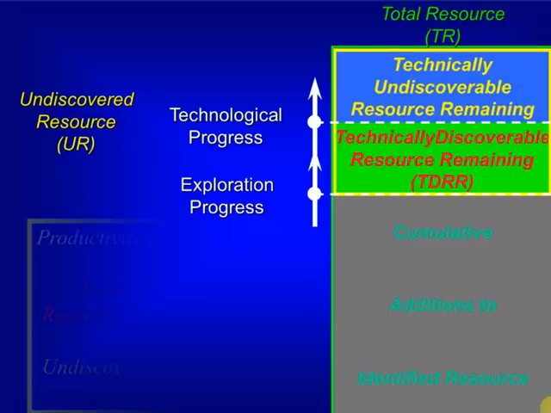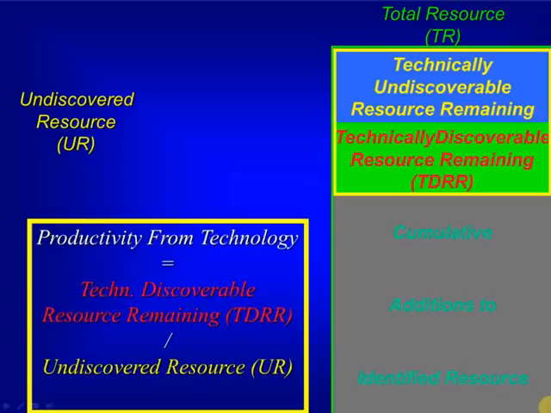Okay, so the productivity from the technology is usually defined as the technically discoverable resource remaining over the undiscovered resource. So it's the portion that is green in the undiscovered resource. That's from technology, and it's defined by this line here.